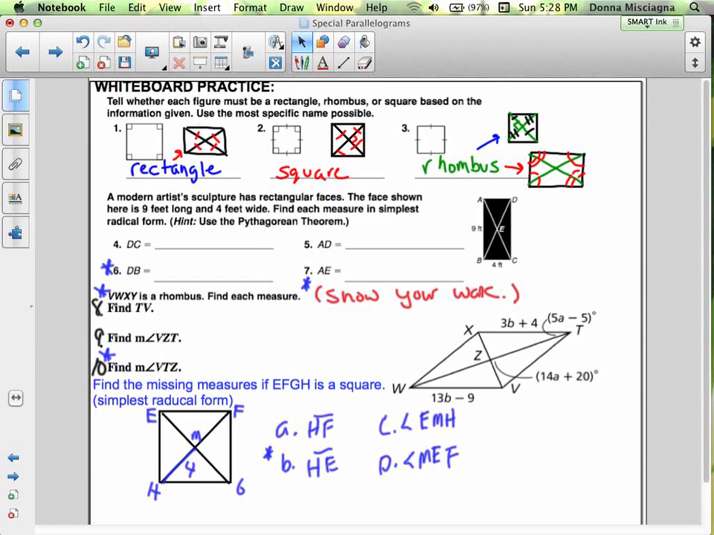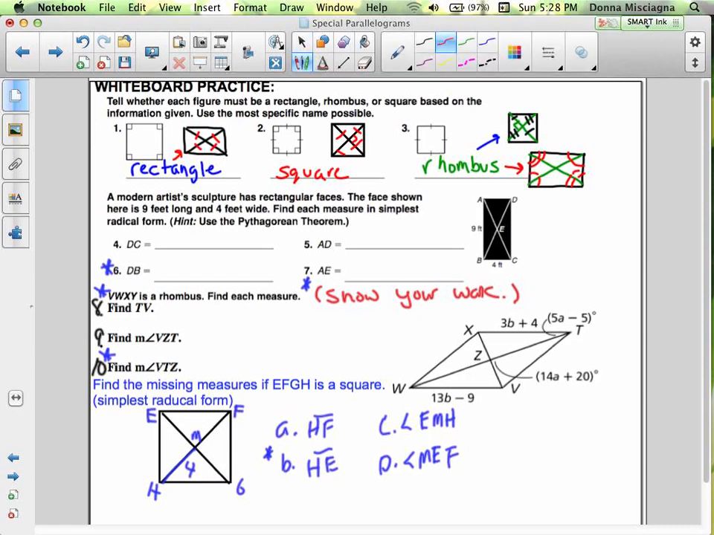All right, so here's just some other ways to prove figures are rectangles, rhombuses, and squares, or I guess rhombi and squares. All right, so now let's do some problems. This is the only page I'm going to do. This is the last page for this particular lesson. A modern artist sculpture has rectangular faces. The face shown here is 9 feet long, and that's marked in the diagram, and 4 feet wide, and that's also marked in the diagram. Find each measure in simplest radical form.